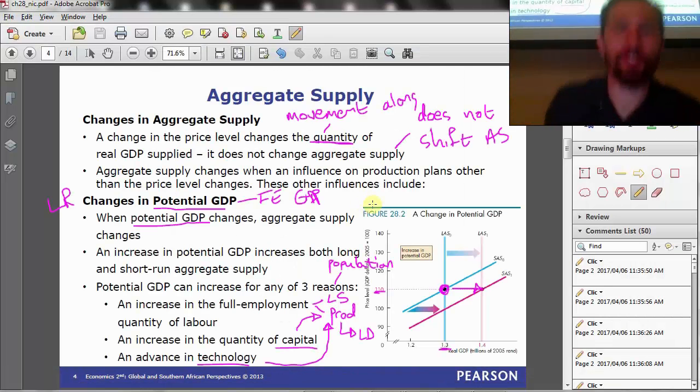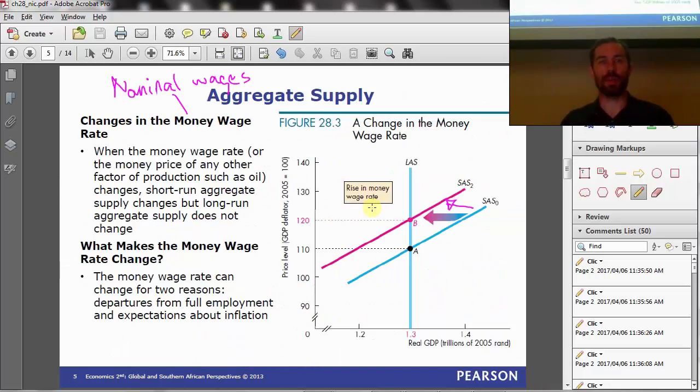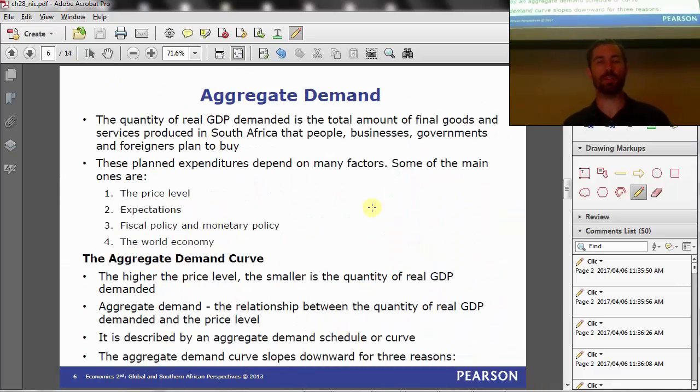So that finishes our discussion on aggregate supply. Aggregate demand, we've already derived aggregate demand, so a lot of this is just recap. What is aggregate demand? It's a relationship. It shows the quantity of real GDP demanded, the total amount of final goods and services produced that everyone in the economy essentially plans to buy. So we're looking at the purchasing side. These planned expenditures depend on many factors.